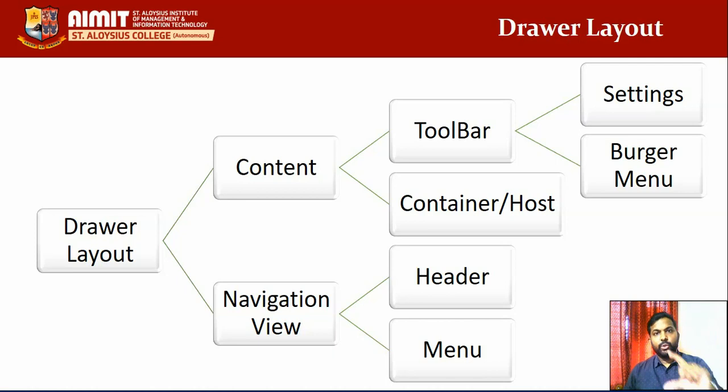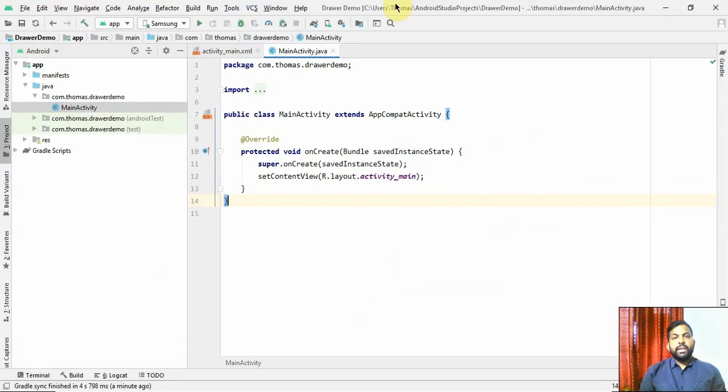In the navigation view, you have two sections. One is the header. The other one is the actual menus, what you're going to display. So let's start with this program. In order to do this program, I've created a new project with an empty activity.